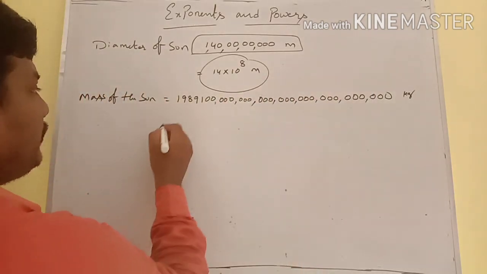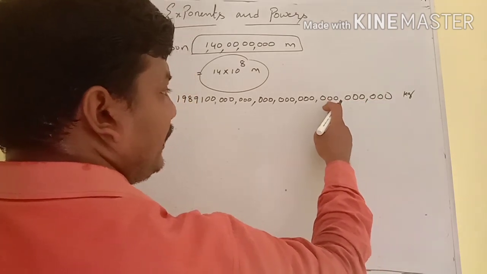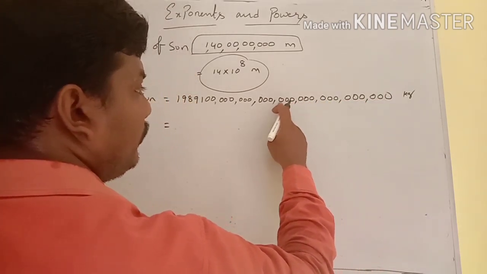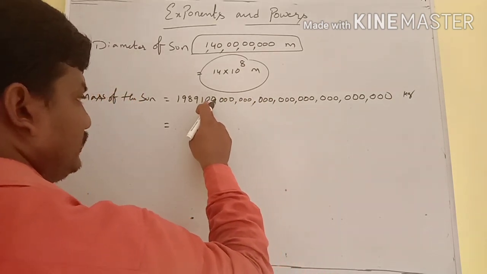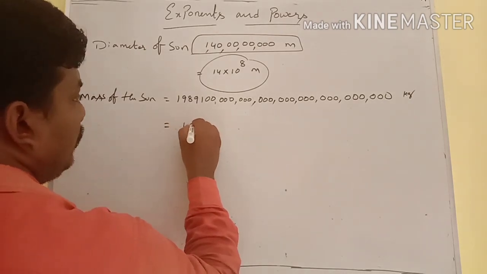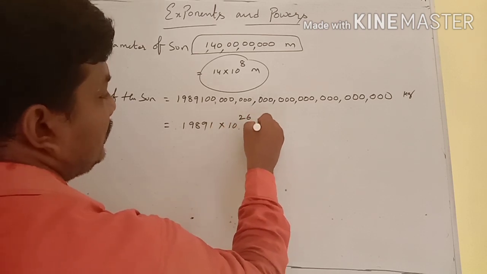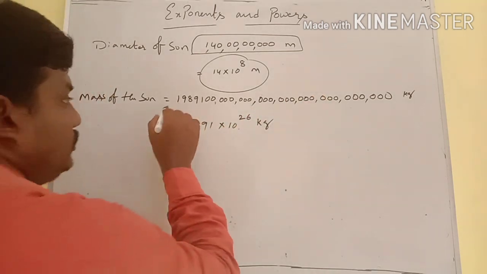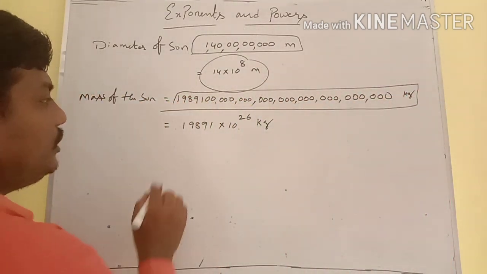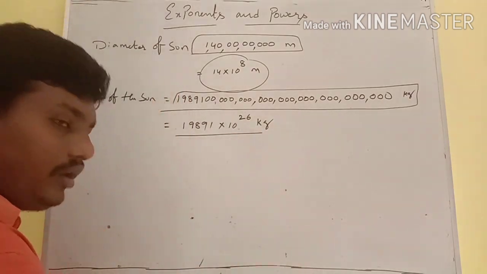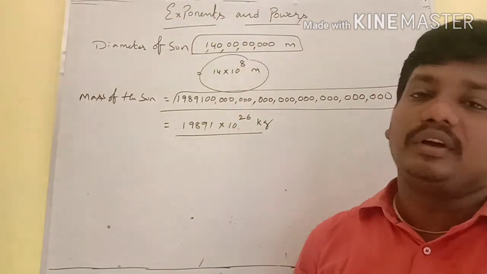So this mass of the sun can be represented. How many zeros are there? 1, 2, 3, 4, 5, 6, 7, 8, 9, 10, 11, 12, 13, 14, 15, 16, 17, 18, 19, 20, 21, 22, 23, 24, 25, 26. 26, that is 1989.1 into 10 to the power of 26 kilograms. See, such a big number is simply converted into a very short form. This is the application of exponents and powers.